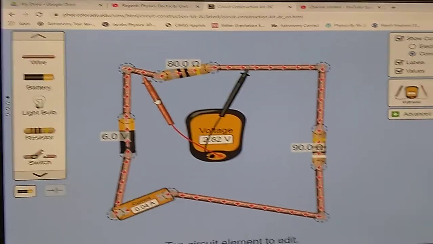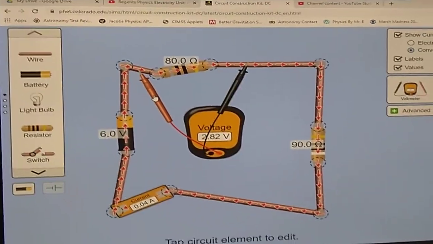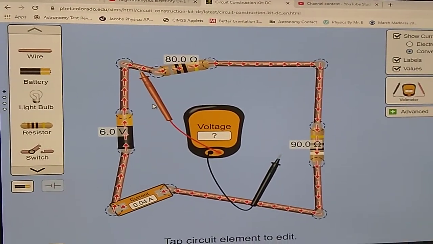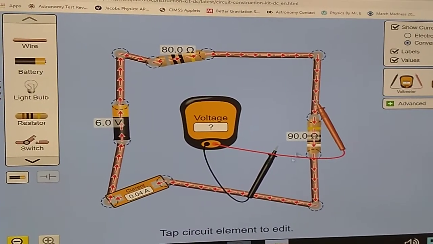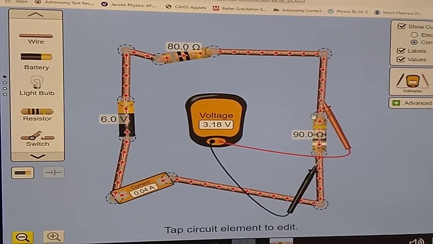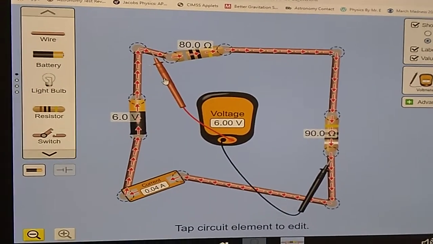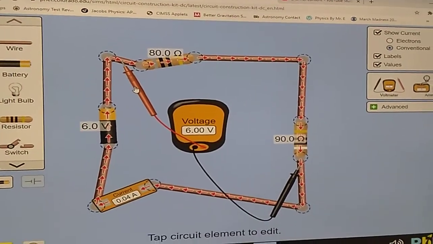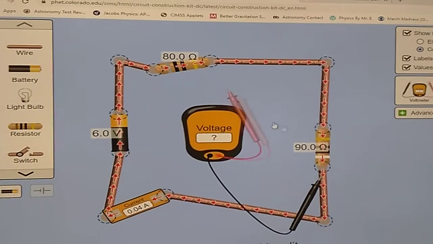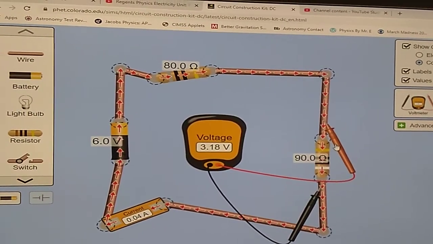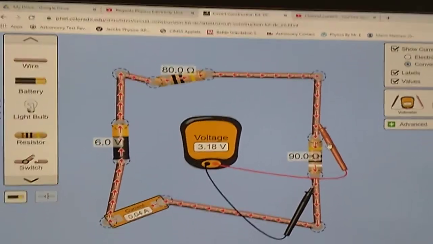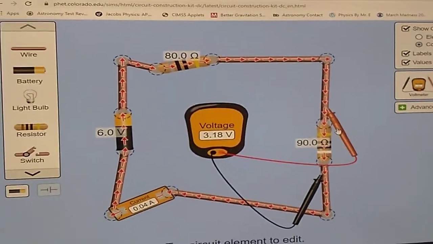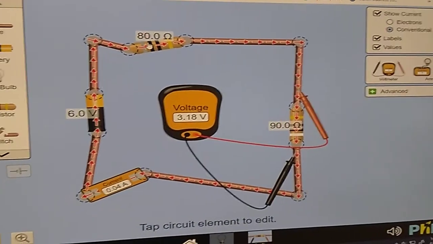The voltage drop for the 80 ohm resistor is 2.82 volts. For the 90 ohm resistor, 3.18. And the total voltage drop is 6 volts, just like the voltage from the battery. And notice again that I place a voltmeter with the probe arms going around the circuit component, not wired right in. Okay.